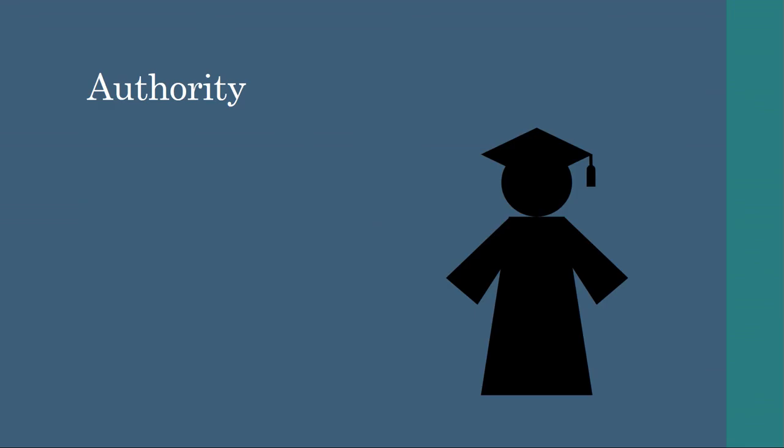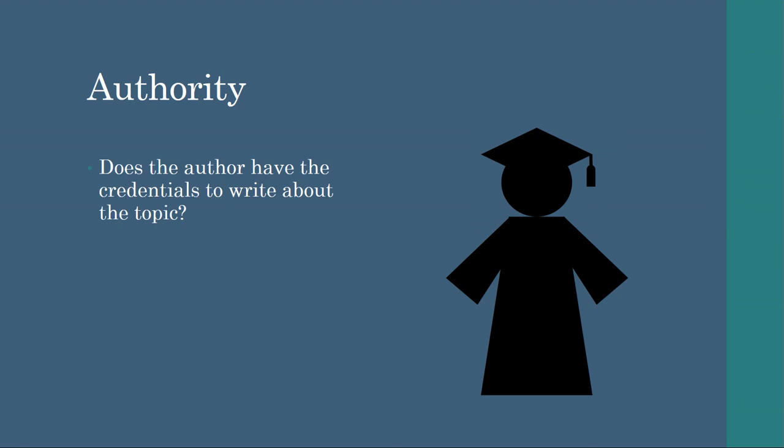Our first A stands for authority. When considering the authority of a source, we are looking at whether the author has the appropriate credentials to be writing about the topic. You can also ask if the author is an expert in their field. What makes someone an expert? What types of credentials are appropriate for granting authority? The answer to these questions is not clear-cut.